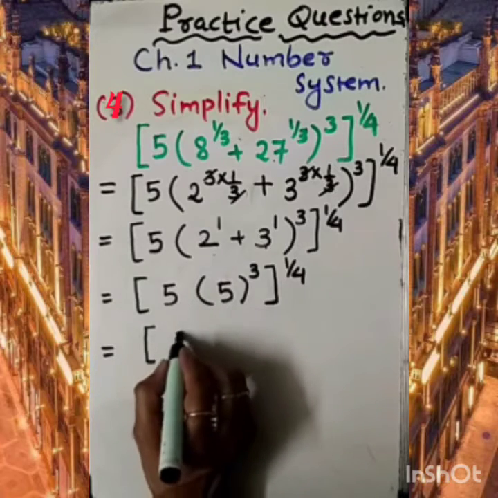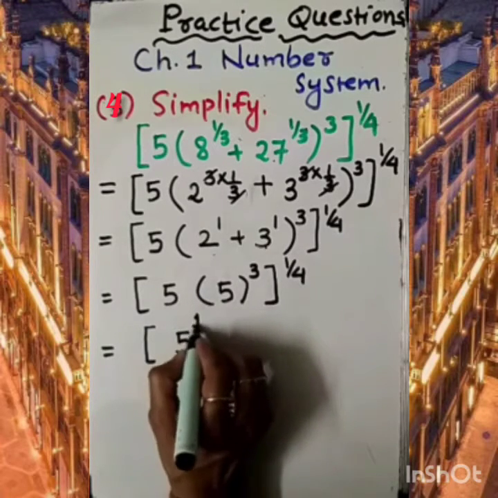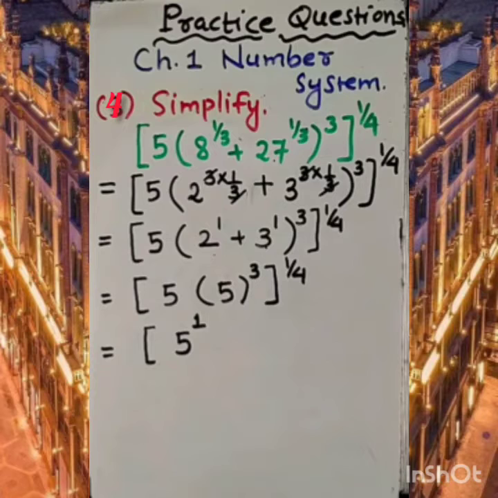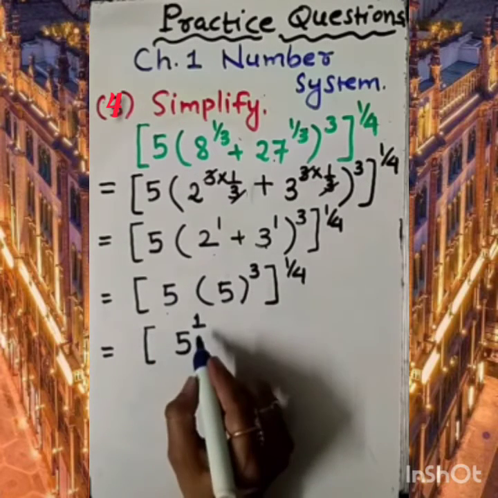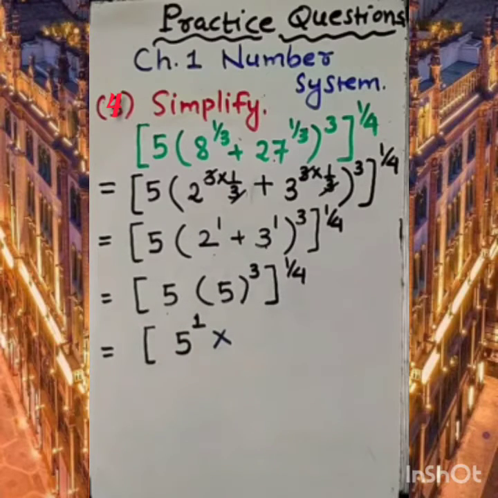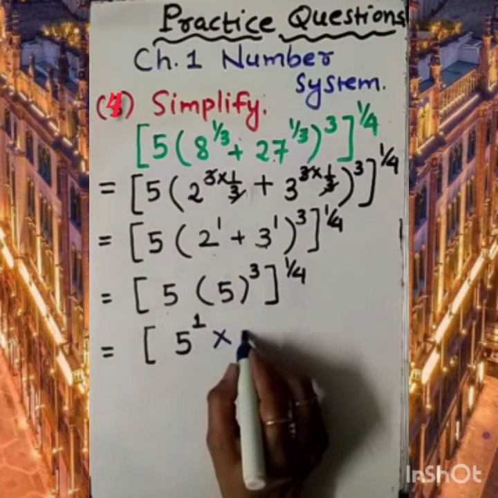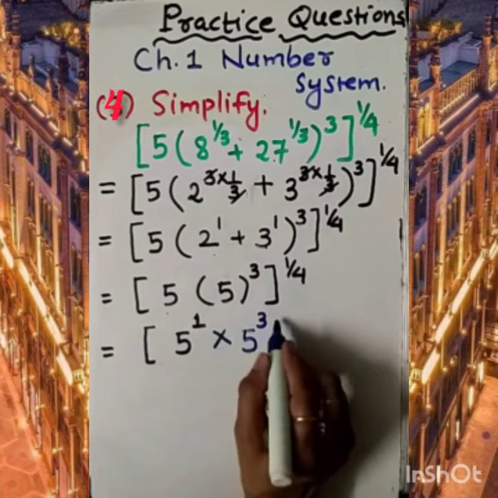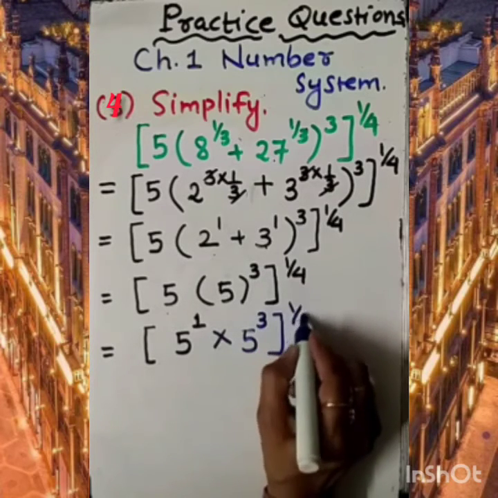This 5 can be written as 5 to the power 1. Now, a very important step starts here. We can write this 5 as 5 to the power 1, and between these two brackets, always assume a multiplication sign. And this is 5 to the power 3. And this is 4 to the power 1 by 4.